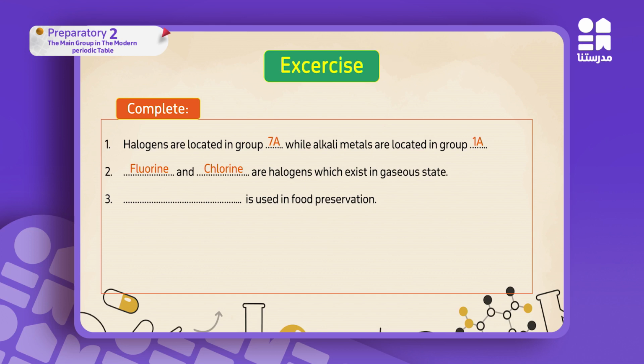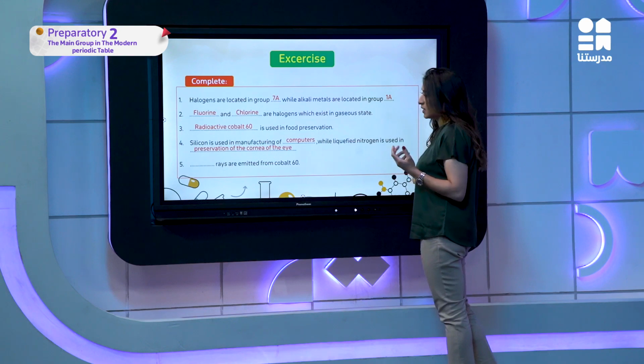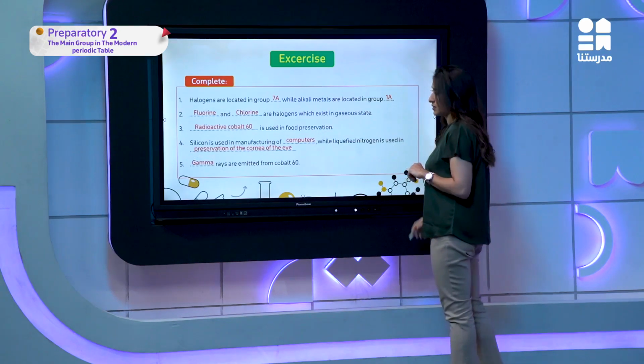3. It is used in food preservation and it will be radioactive cobalt 60. If you say gamma rays, it is correct. Both are correct. Silicon is used in manufacturing of computers while liquefied nitrogen is used in preservation of cornea of the eye. The last complete: rays are emitted from cobalt 60. A type of rays. What is the name of the ray? Of course, gamma rays.